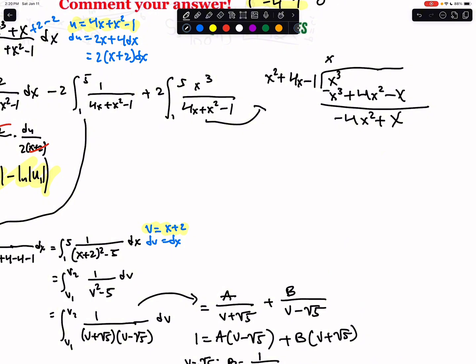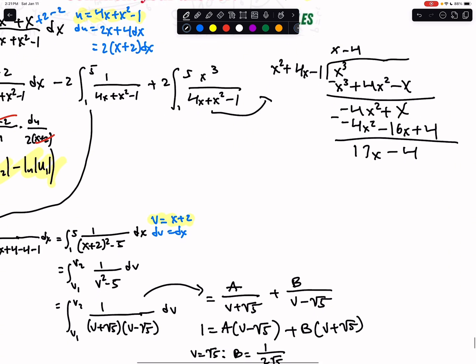Now we're going to do negative 4x squared divided by x squared. That's negative 4. Then we'll get that times x squared plus 4x minus 1, which is negative 4x squared minus 16x plus 4. I'm just going to check that. Now we're going to subtract, and we just get 17x minus 4. So now we're going to integrate this, right?